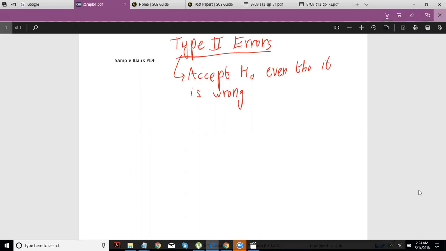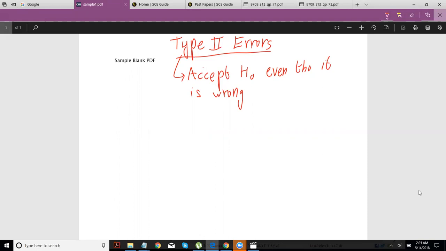So the idea here, if you remember, a type 1 error was where you were rejecting your null hypothesis even though it was right. Here, it's literally the opposite. You're accepting your null hypothesis even though it is wrong. And you could rephrase this as to say that you're rejecting your H1, your alternate hypothesis, even though that's right. And it literally means the same thing, because if you reject your alternative hypothesis, you're going to accept your null hypothesis. And if your alternative hypothesis is right, then obviously your null hypothesis is wrong. So you can rephrase it.